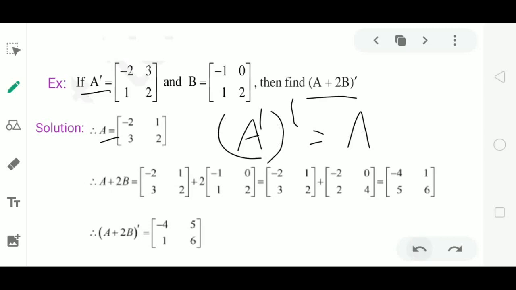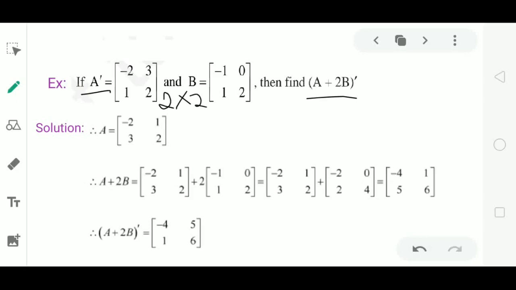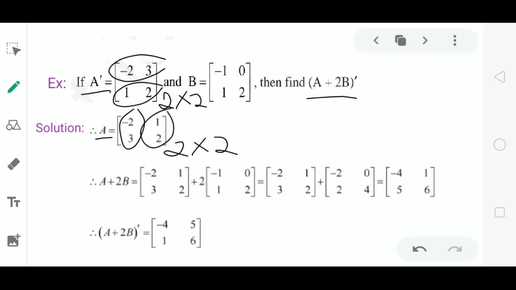So, let us find the transpose of the matrix A dash. Here, matrix A is of order 2 by 2. Then its transpose, that is matrix A itself, will be of order 2 by 2. And the elements are obtained by interchanging the rows and columns of matrix A dash. The elements of first row of A dash are written in the first column of A. Elements of second row of A dash are written in the second column of A. So this is the matrix obtained by interchanging rows and columns of A dash, hence it is the matrix A.